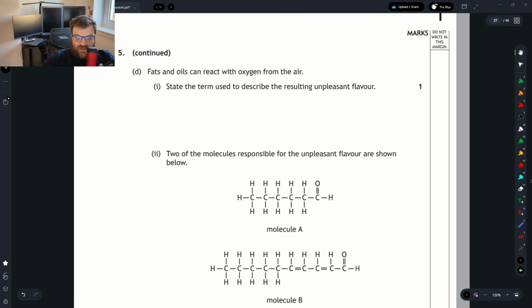Next one, fats and oils reacting with oxygen. Unpleasant flavour is when something goes rancid, so they're rotting fats and oils. It's not particularly nice.